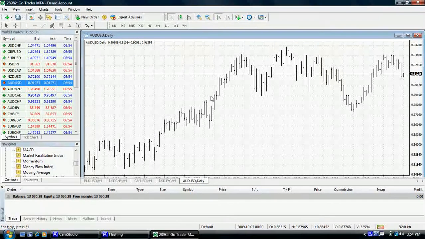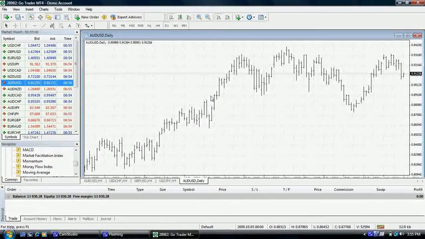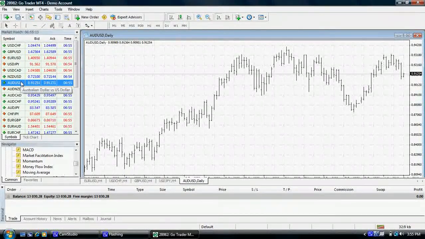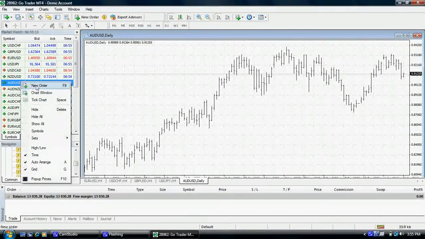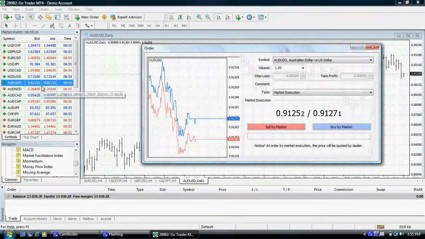We will now guide you through how to place a trade on the MetaTrader platform. Firstly, refer to a currency pair on your market watch list on the left-hand side. Right-click and select New Order. Or use a shortcut by pressing the F9 key on your keyboard for a timely execution.